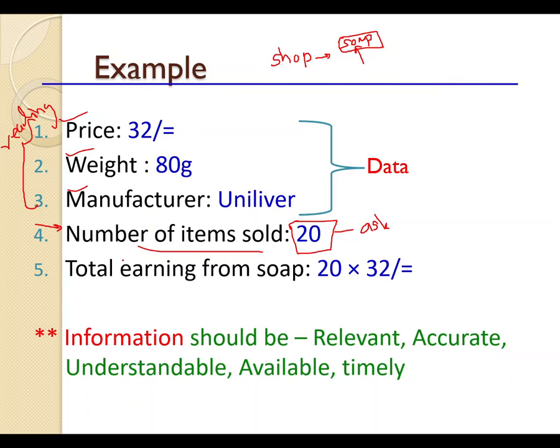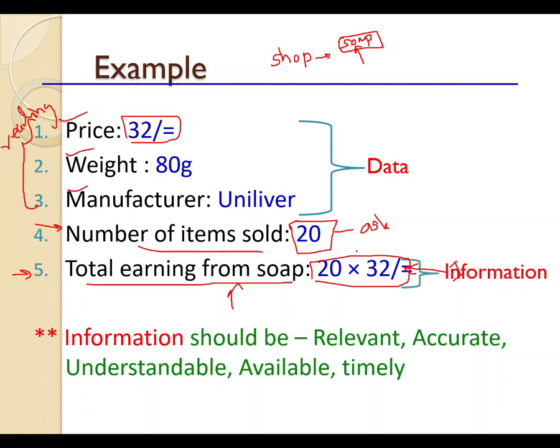Okay. Then we'll go to the fifth value, total earnings from soap. So in my side, I heard that 20 soaps were sold, one soap is 32, then I can find the total earnings by this soap. Then if so, is this going to be data or information? This is information. Why? There's a clear computation going on, clear calculation going on, right? Then this is going to be information, no problem.